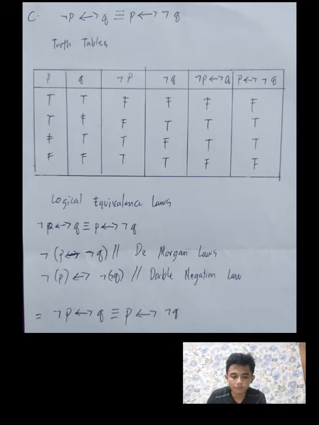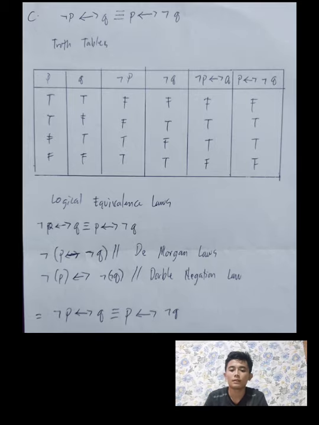For the negation of P biconditional Q, my answer is false, true, true, false. The second is P biconditional negation of Q: false, true, true, false as well. So that is my answer in C if we use a truth table.